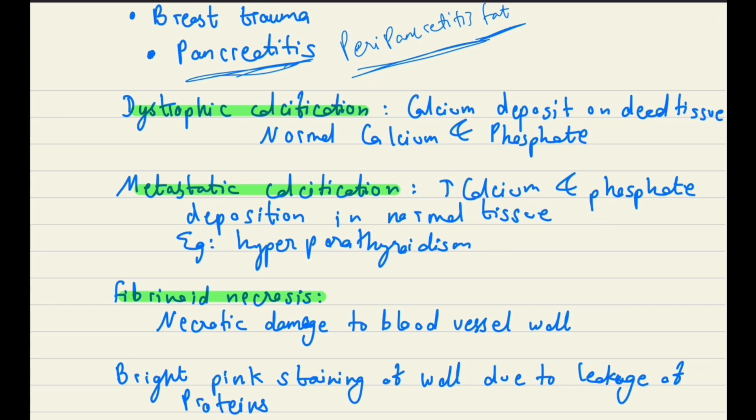An example is hyperparathyroidism. If there is hyperparathyroidism, then there is a high amount of calcium in the blood. Then it gets deposited in the kidney. Due to it, there is nephrocalcinosis.